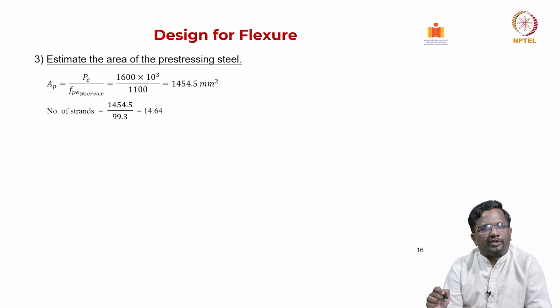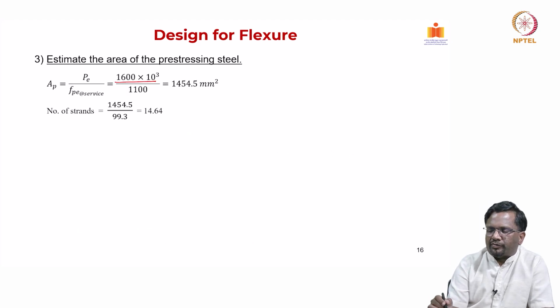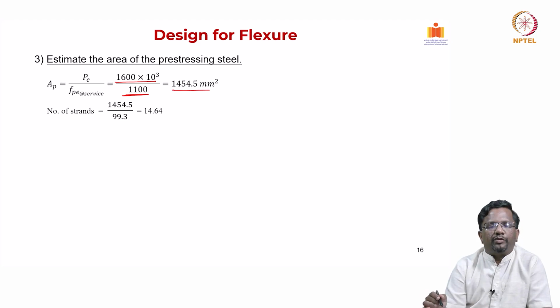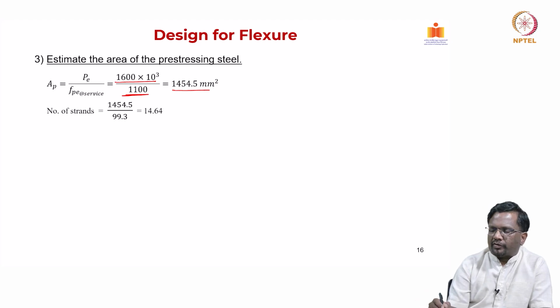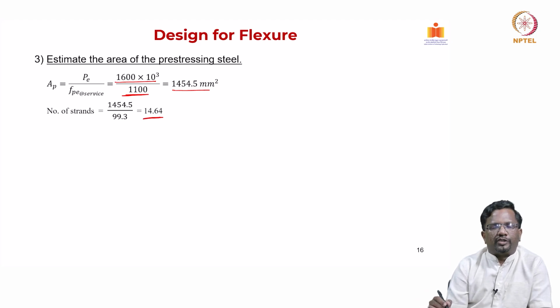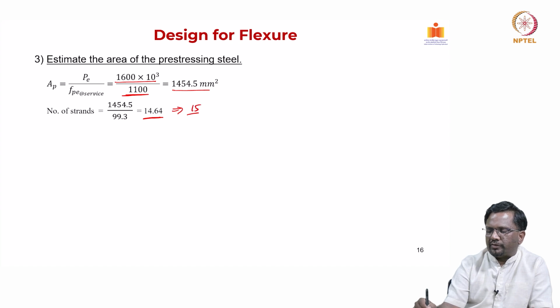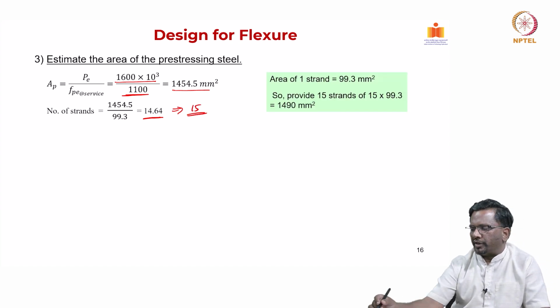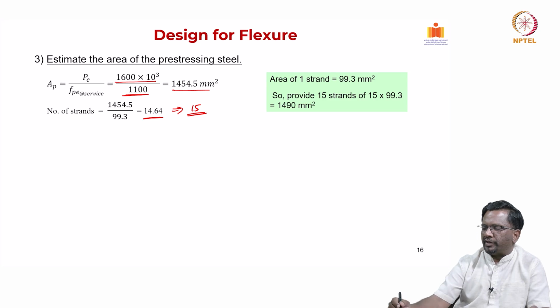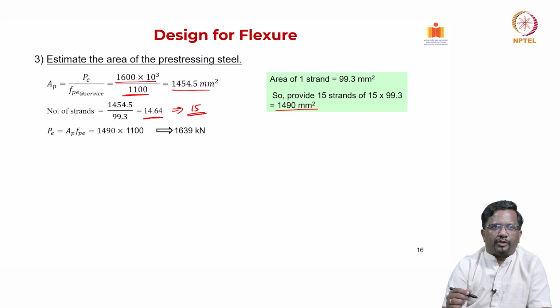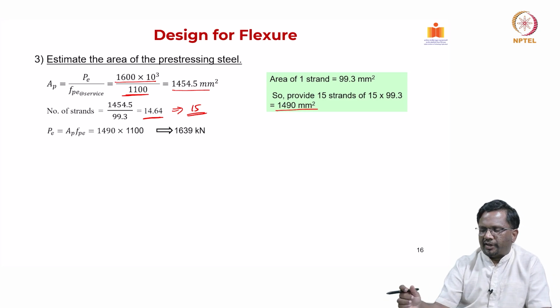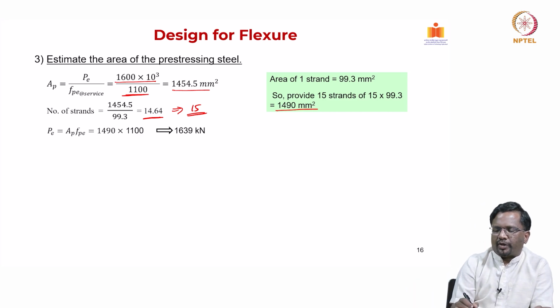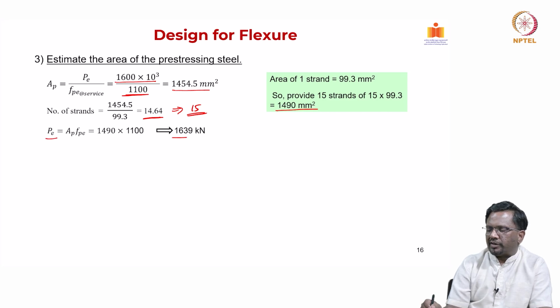Now, what is the area of pre-stressing steel? Effective pre-stressing force divided by the effective pre-stressing stress. So, which works out to be 1454 millimeter square. So, the number of strands that are required is 14.64. So, we are going to put 15 strands, okay. So, area of one strand is 99.3. So, we are going to put 15 strands of area 1490 millimeter square. Now that we have changed, right. So, exact area is this. So, slightly, whatever is available as a round number we are putting it. So, what is the effective pre-stressing now? 1639 kilonewton.